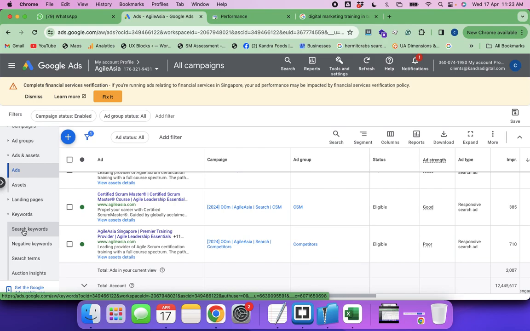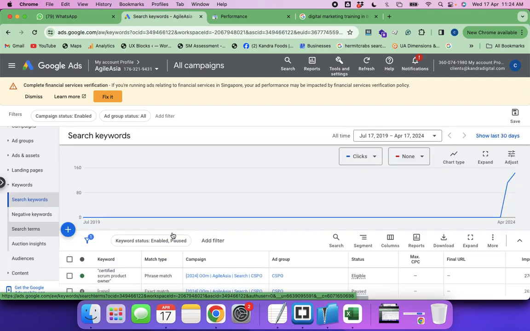The input keyword or seed keyword can be just CSM training in double quotes. That is phrase match. The search keyword is CSM training, but the search term can be CSM training in Singapore, CSM training near me, or it can be anything. So these are all the input keywords. We'll see what kind of keywords are being inputted.